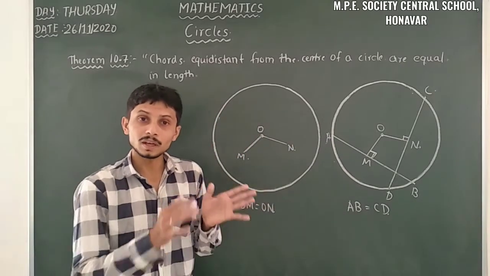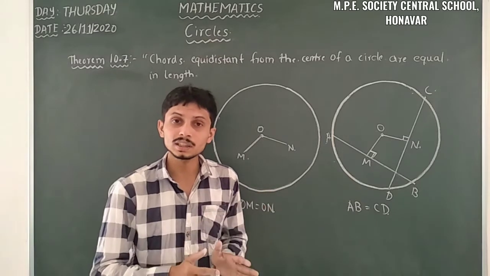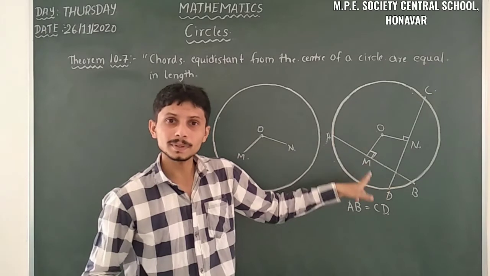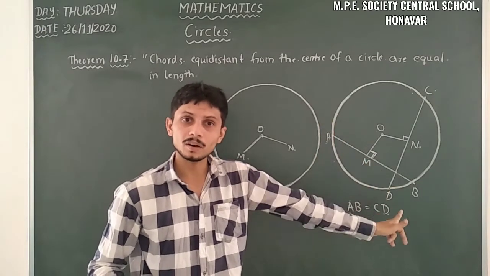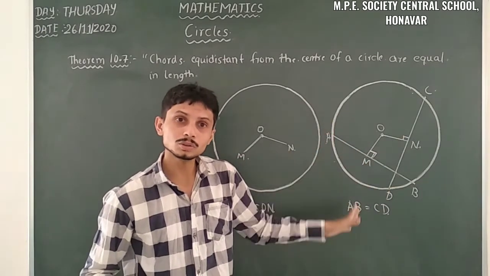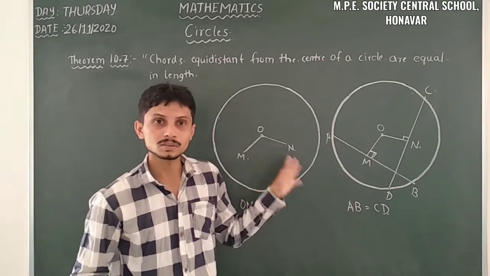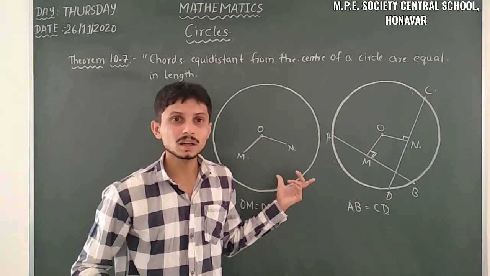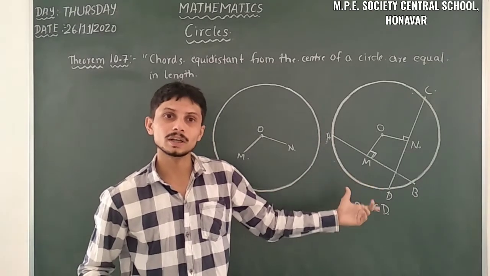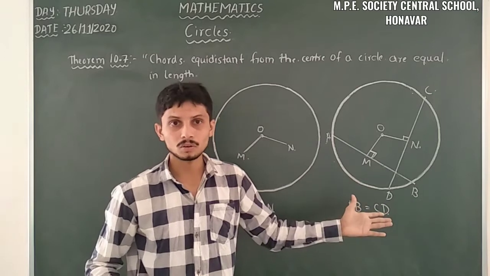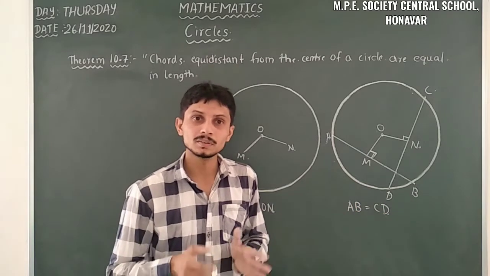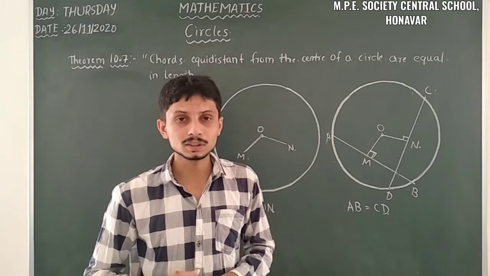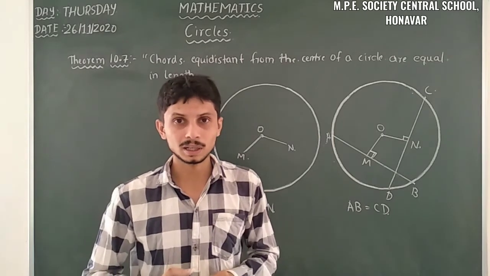That means when we have chords which are equidistant from the center, here OM is equal to ON, which is equidistant. After that we have to draw a chord here. So those chords must be equal in length. That one we have to prove here. With the diagram only we can easily find the length of the chord, using instruments to draw such things. I hope you understood these things, that is theorem 10.6 and theorem 10.7.